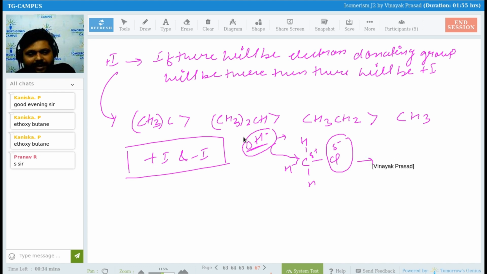Getting my point? So what will happen here? A new compound will be formed, CH3OH, plus Cl minus. Is it okay? So how does this happen? Is it okay with you? See here. So we have completely seen the plus I effect and minus I effect. The other 2 effects we'll be discussing.